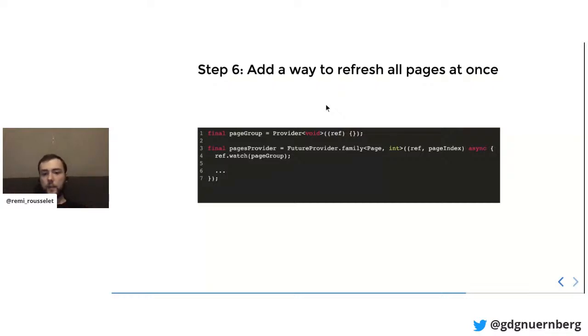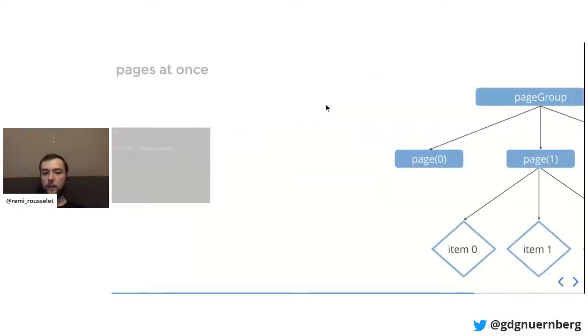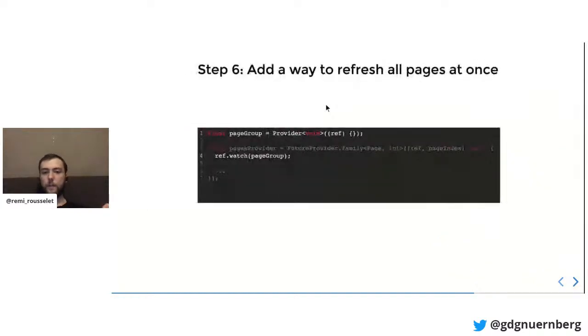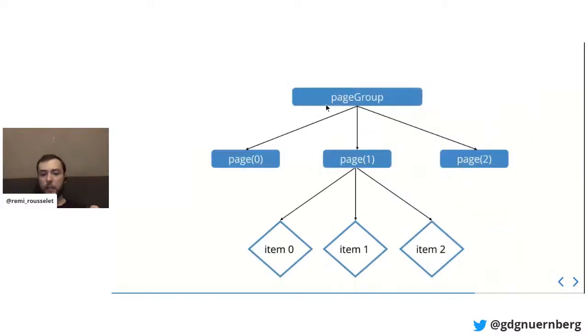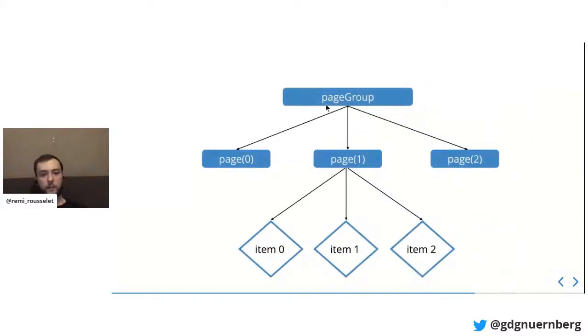The basic idea is that we need to bind all the pages to a common ancestor provider, such that when we refresh the common ancestor provider, this will refresh all the pages at once. So this is done just first by creating an empty provider that doesn't return anything, and then we're watching the provider inside the future providers that we created previously. So what this does in the end is that it updates the graph of states that I mentioned previously.